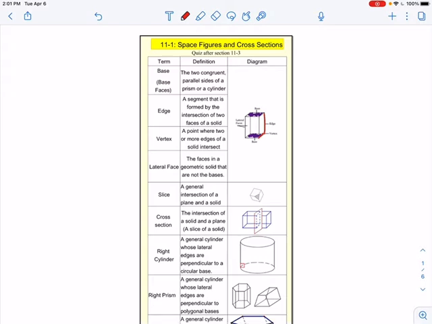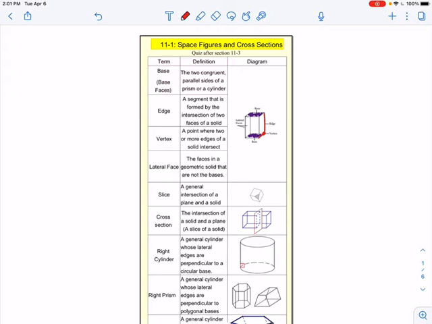A vertex, just like with a vertex of an angle, is a point where two or more edges of the solid intersect. So again, I just highlighted two edges in red above. So that point right there where those two edges intersect is a vertex point.